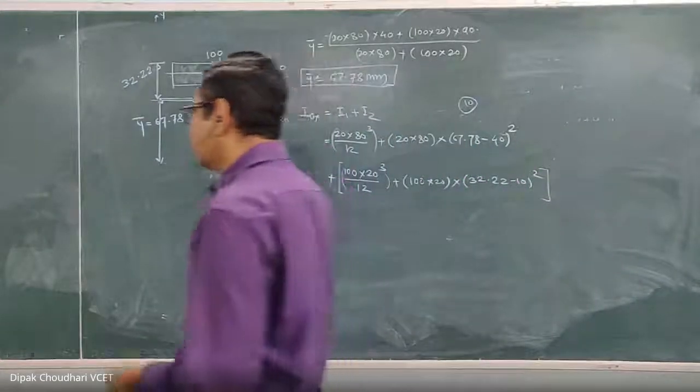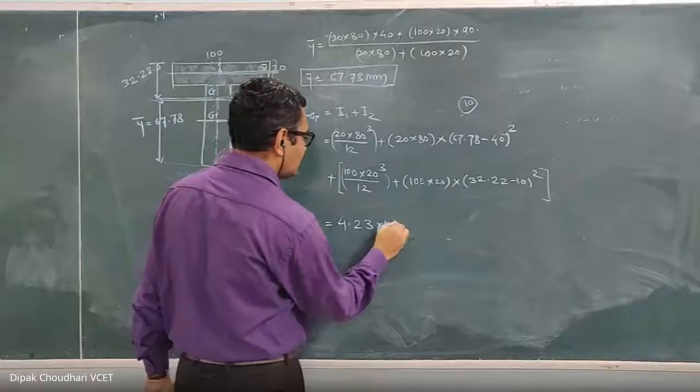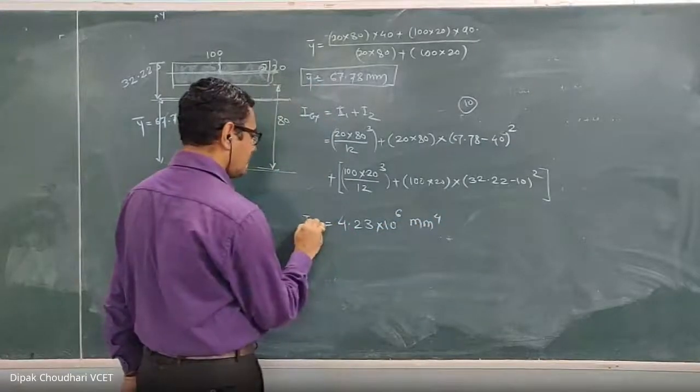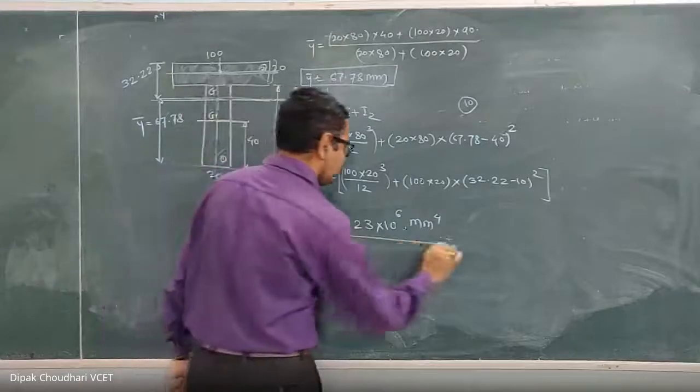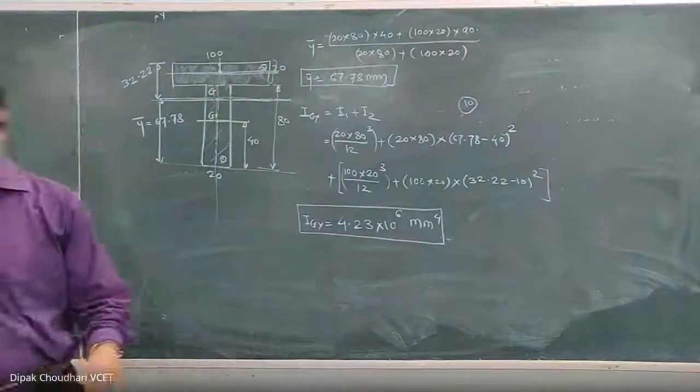Tell me how much is the answer? 4.23 into 10 raised to 6 millimeter raised to power 4. That is Igx. Understood?